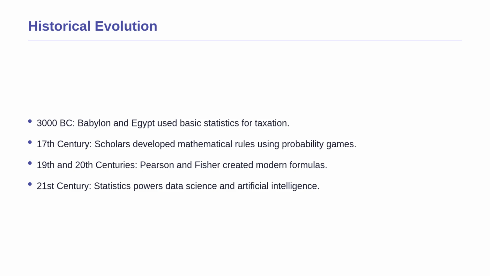By the 17th century, scholars began using probability games, like rolling dice, to develop the first mathematical rules of statistics. In the 19th and 20th centuries, pioneers like Carl Pearson and R.A. Fisher created the modern formulas we use today. Today, statistics has evolved into the backbone of data science and machine learning.